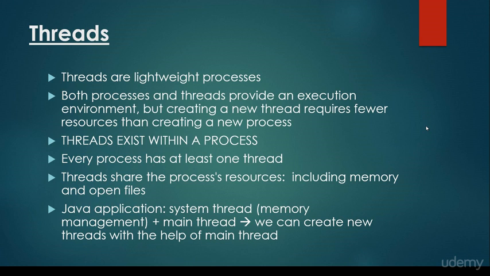In Java applications, we have the system thread for memory management, and we have the main thread with which we can create new threads. For example, we have the main thread in a desktop application, and we are able to create a thread for downloading data from the web, or so on.